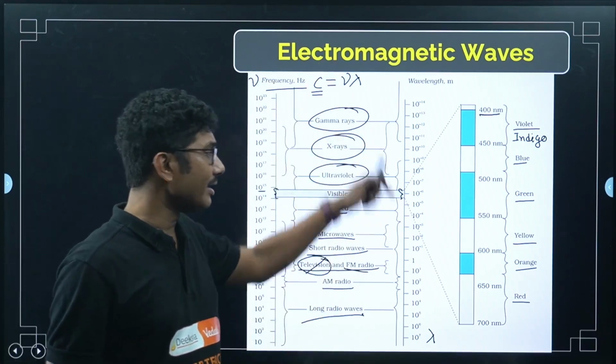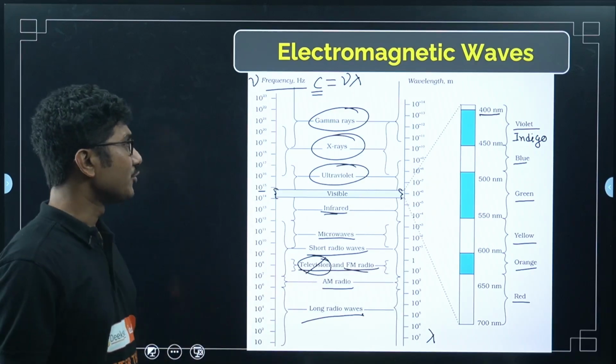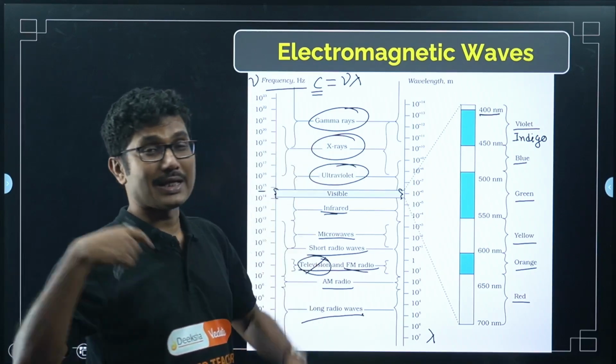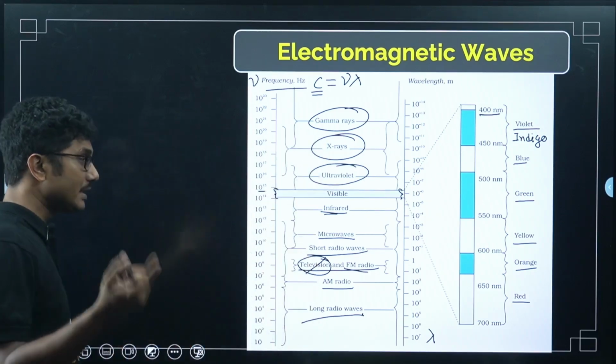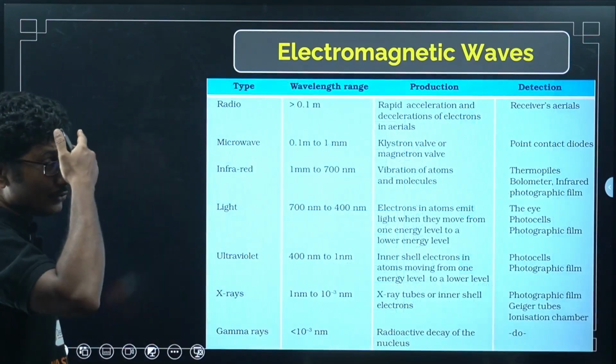This entire thing is called the electromagnetic spectrum or electromagnetic family. So you should be familiar with that. Very few questions sometimes come from this. Which one has higher wavelength? Which one has lower wavelength? We will see that in the PYQ section as well. So if you remember that, then you should be able to answer that.